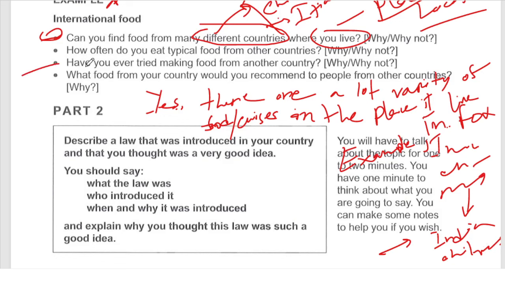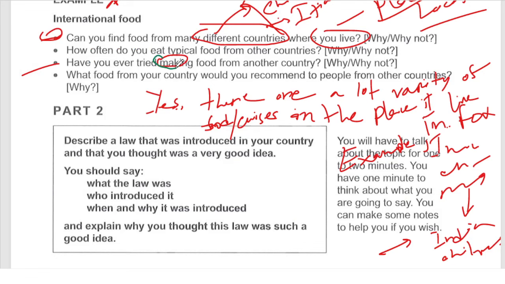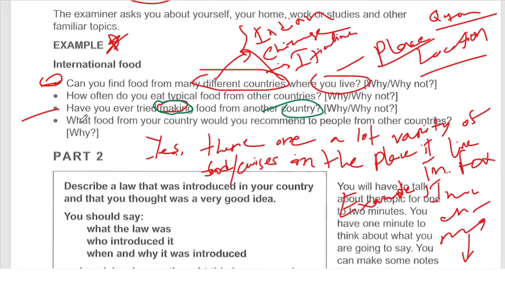There's another question if you want to try that. Have you ever tried making food from another country? Making means cooking here, right? So they're asking you, have you ever tried cooking food from another country? Another country means another nation. If yes is the answer, say you have tried cooking noodles, maybe from Korea. If yes is the answer, you don't want to always start with the same word yes.